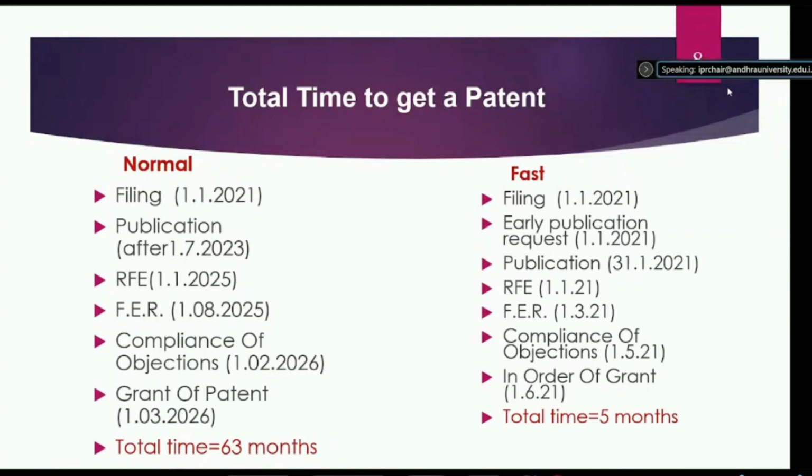Because, sorry, 6. In the faster route, you have to comply with the objection by 1st May. Your date of grant will probably be 1st June 2021. So the total time is 5 months. So you can see here it is taking 63 months in the regular route, and here it is taking 5 months in the fast route. But please remember, there is a lot of money involved in the fast route. You pay money and you get it done faster.